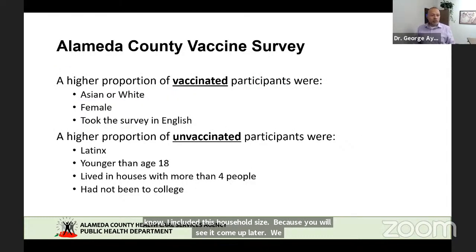Overall, a higher proportion of vaccinated participants were Asian or white, female, took the survey in English, and a higher proportion of unvaccinated participants were Latinx, younger than age 18, lived in houses with more than 4 people, and had not been to college.